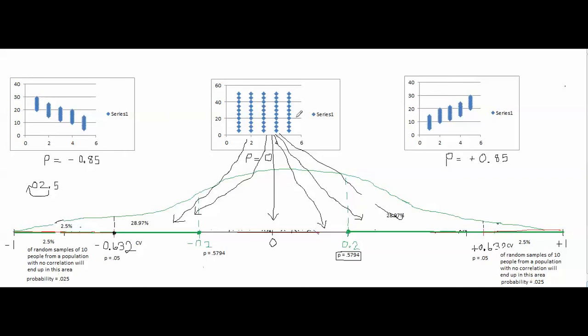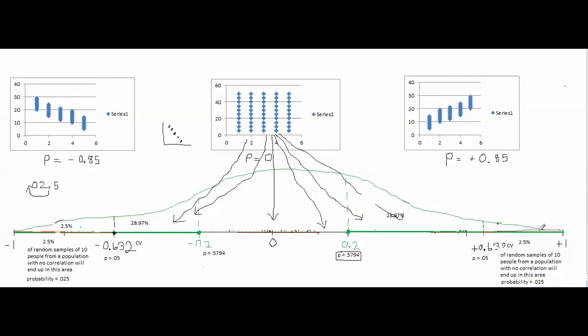But you have to remember that what this means is that if you do take a bunch of random samples of 10 people from this population, 2.5% of those samples will end up looking something like this. They will end up having a strong negative correlation, and they will end up out in this area. And also, we know that if you take a bunch of random samples of 10 people from this population, 2.5% of those samples will end up with correlations out here.